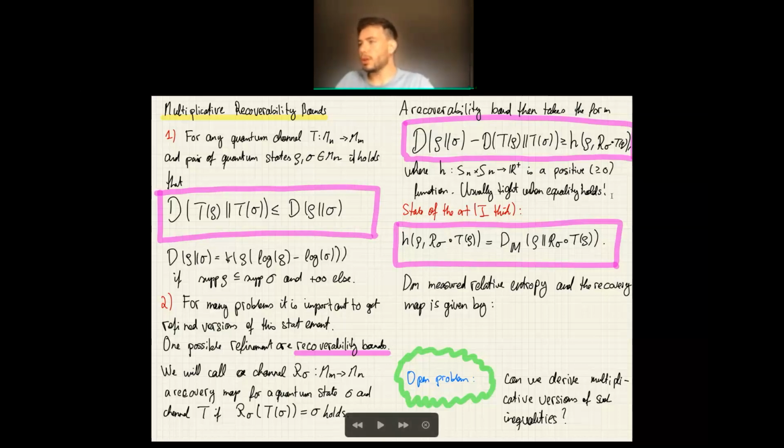And usually recoverability bounds are of the form, by the way, can you see my mouse? I'm not so familiar with this app. Yeah, I can see. Okay, cool, thanks.